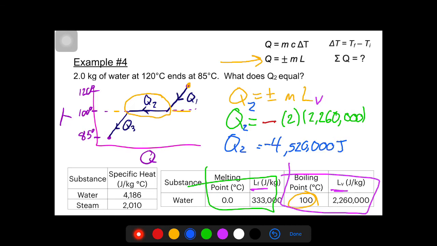Okay, so that's all the first part is going to be. I'm going to set up a problem, and I'm going to ask you to solve for one of the Q's given a map that you have. And you're going to have to figure out, is it a phase change or a temperature change, and is it a positive or negative? And that's part one.